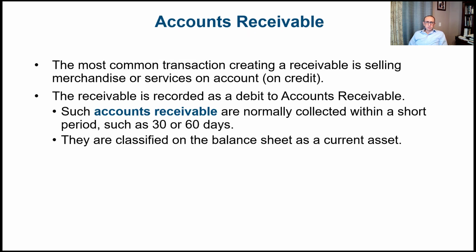So let's start with accounts receivable, and it's one of the most common forms of receivables because it's usually verbal, without any kind of written documentation. The most common transaction creating a receivable is selling merchandise or service on account, or what we sometimes call on credit. The receivable is recorded as a debit to accounts receivable whenever we make the sales. Accounts receivable are normally collected within a short period, normally within 30 to 60 days. In very few cases, it can go up to 90 days. They are classified on the balance sheet as current assets, as I mentioned before.